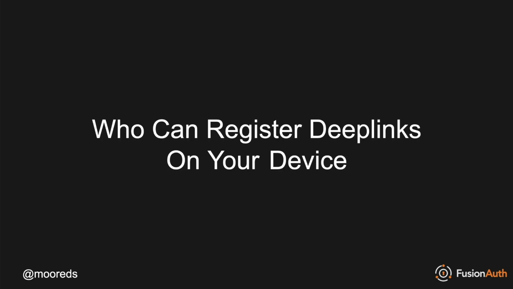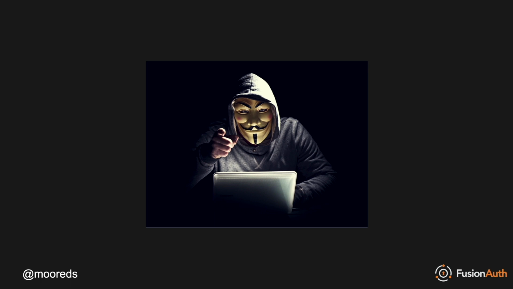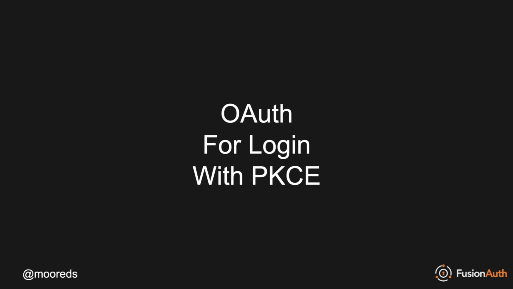But there's one fly in the ointment, or one issue that I did want to dig into deeper. It's related to the question of who can register deep links on your device. And the answer is that with a deep link like this, anyone can, right? And that can include you, who are a valid application developer, or somebody with bad intent in mind. And so that leads to the next iteration of OAuth for login.